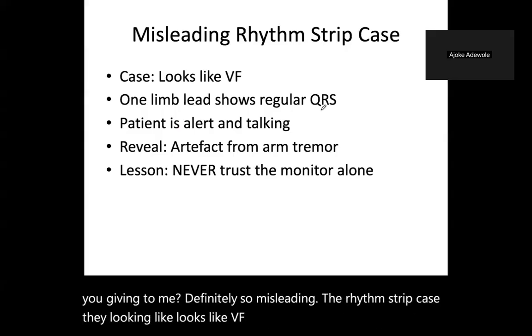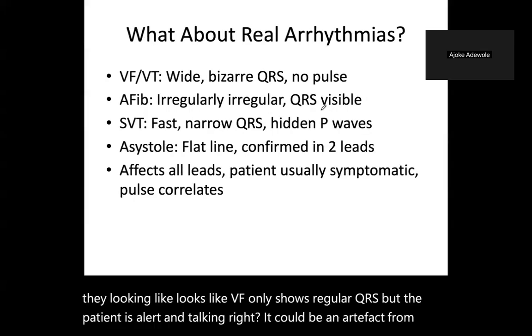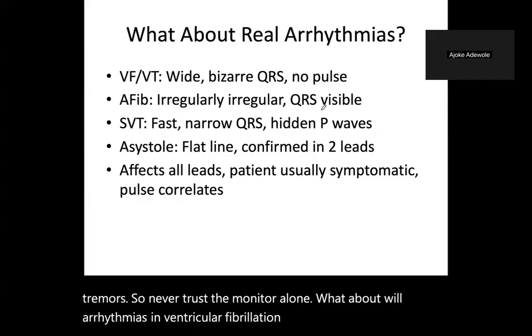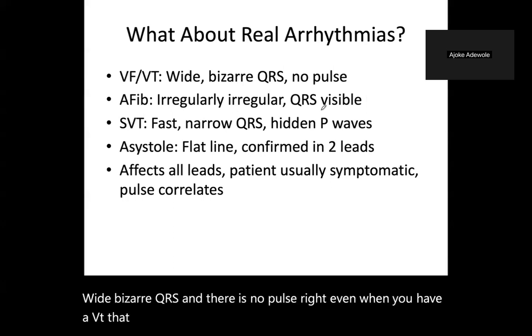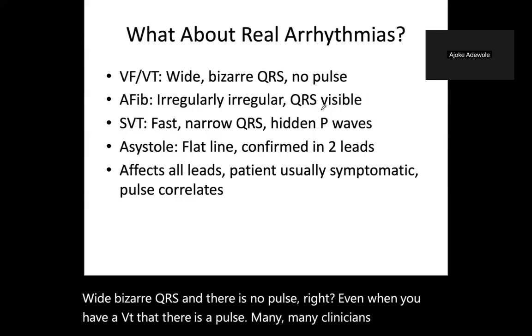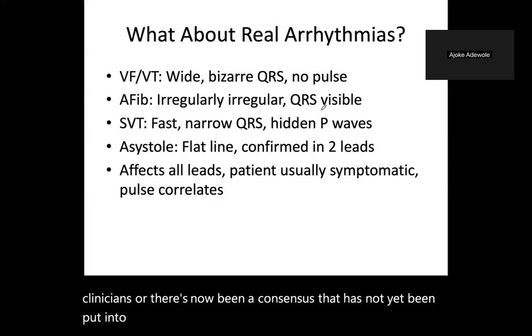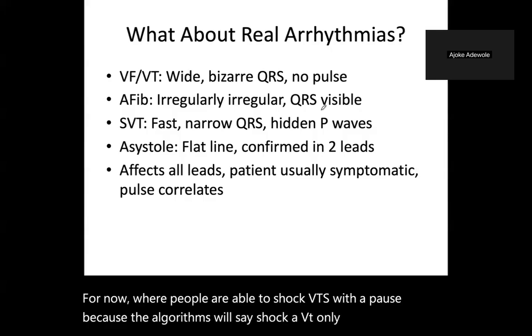One lead shows regular QRS, but the patient is alert and talking, right? It could be an artifact from arm tremors. So never trust the monitor alone. What about real arrhythmias? In ventricular fibrillation and ventricular tachycardia, you have wide bizarre QRS and there is no pulse, right? Even when you have a VT with a pulse, many senior clinicians, there's now a consensus that has not yet been put into our guidelines, are able to shock VTs with a pulse, because the algorithms say shock a VT only when it's pulseless.